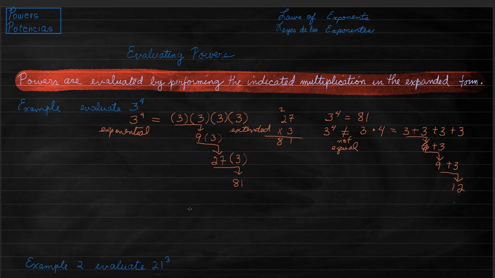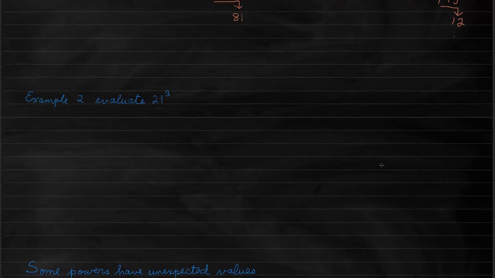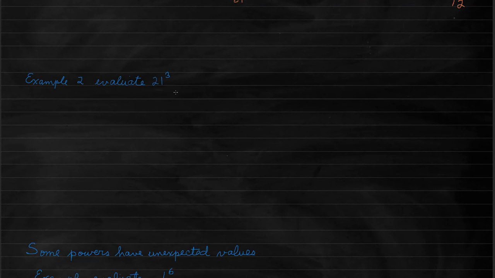Now I'd like to move on to the next example. In the next example, we are looking at evaluating 21 to the third power. Again, here we are showing the exponential notation, which shows 21 raised to the third power. It shows the base is 21 and 3 is the exponent. And this, in expanded form, would be 21 multiplied times 21 multiplied times 21.